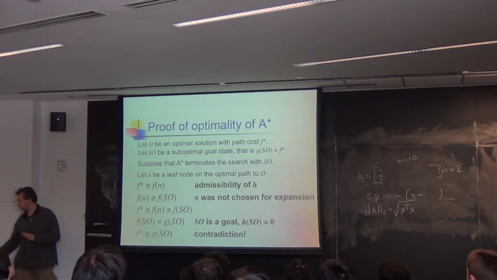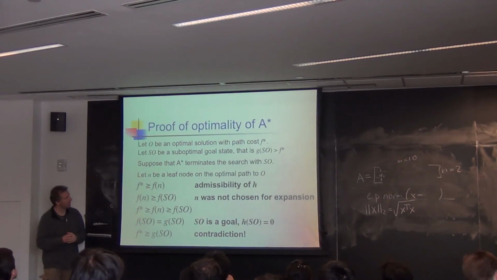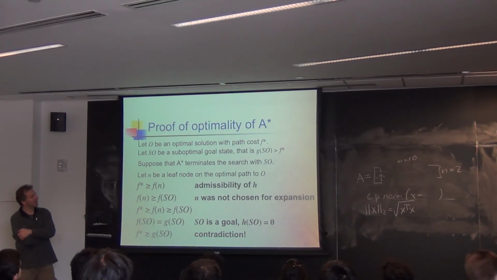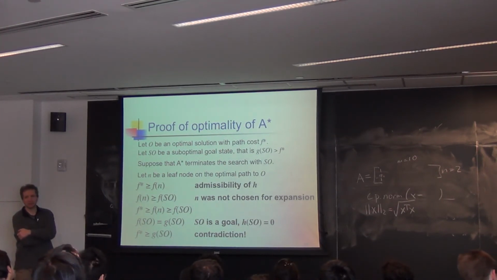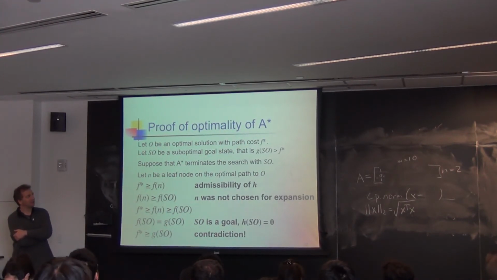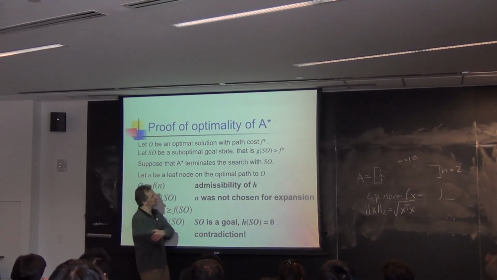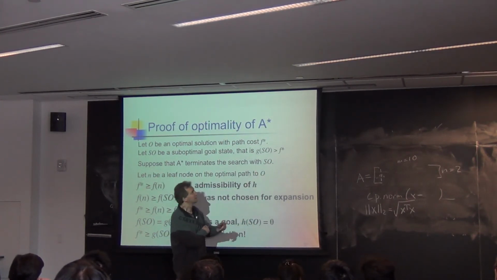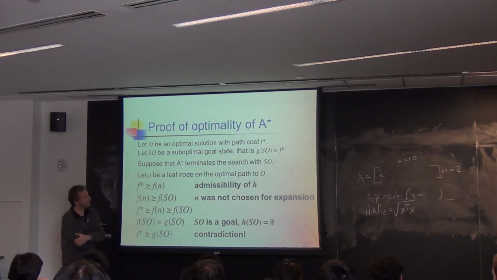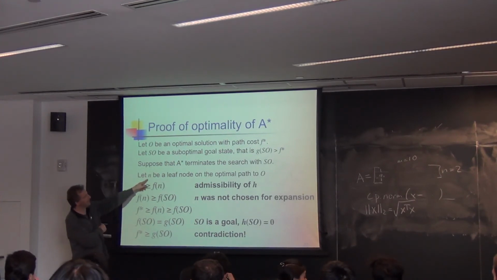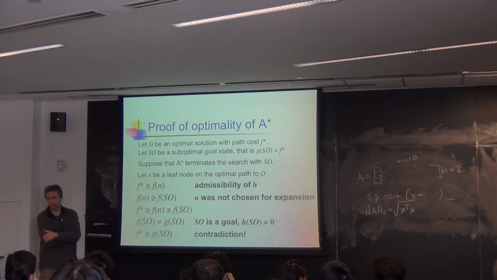Here's a little bit, as I said, quasi-formal proof about it. The idea here is that suppose the path cost to the optimal solution is F star. Let S of O be a suboptimal goal state, whose path cost is going to be greater than F star because it's suboptimal, right? Suppose that A star terminates the search with S of O. So it means A star did not find the optimal solution. All right, so then let N be the leaf node on the optimal path.